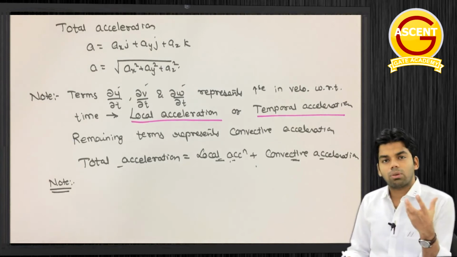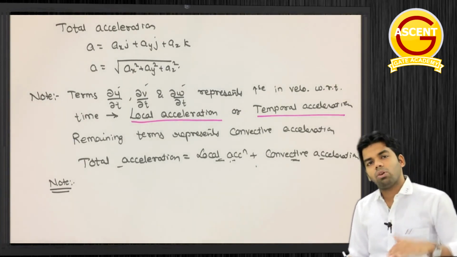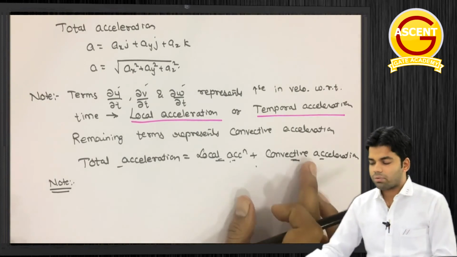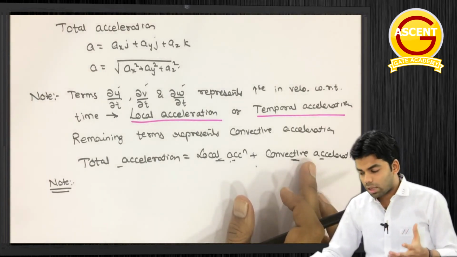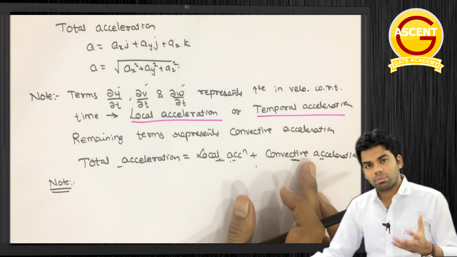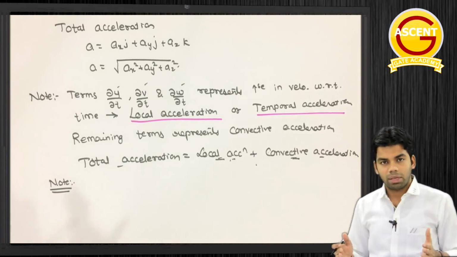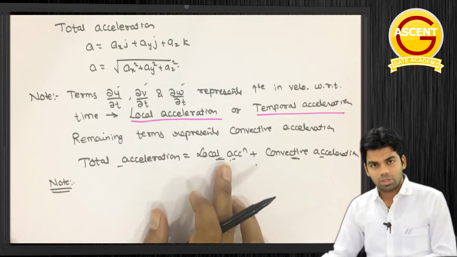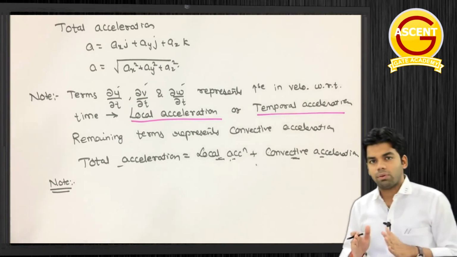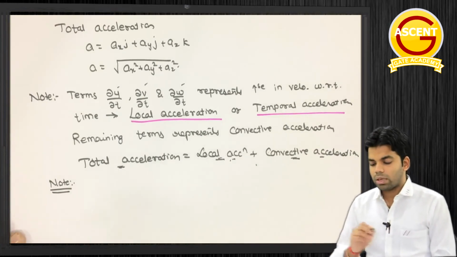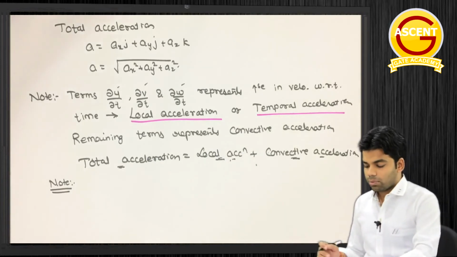If the flow is only steady, the total acceleration may or may not be equal to 0, because there may be a convective component of acceleration. If the flow is only uniform, then the total acceleration may or may not be equal to 0, because there may be a local acceleration component. So only if the flow is both steady and uniform can we say that total acceleration is equal to 0. Getting this or not? Okay.